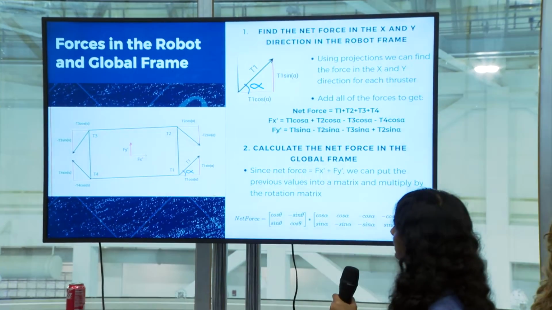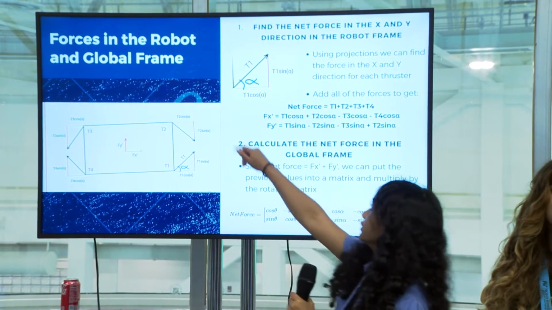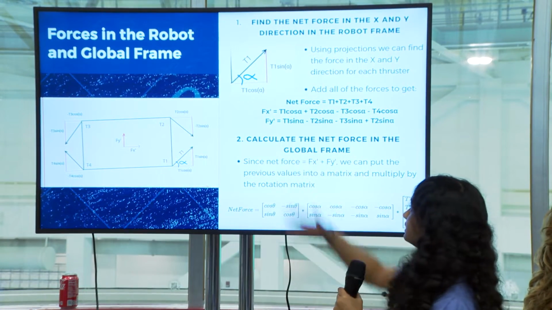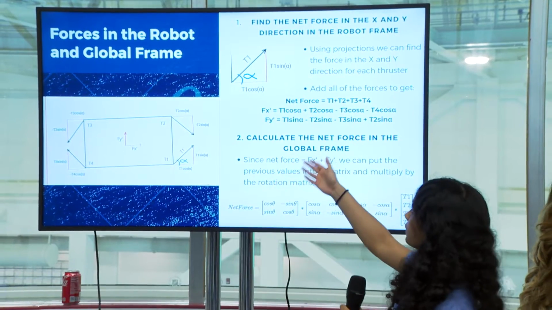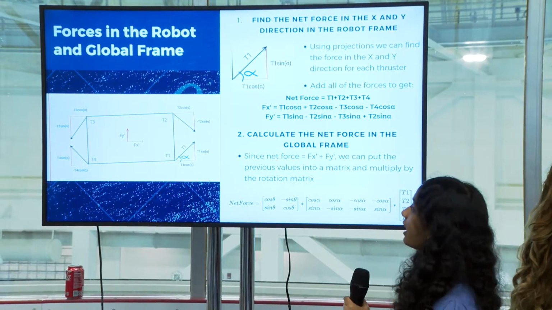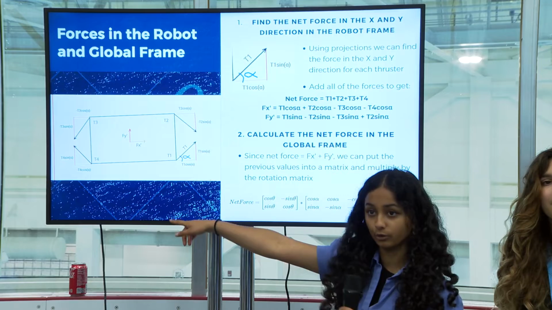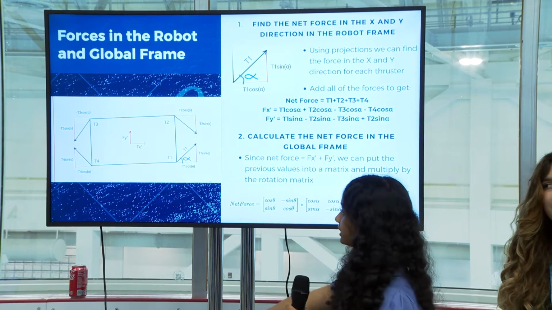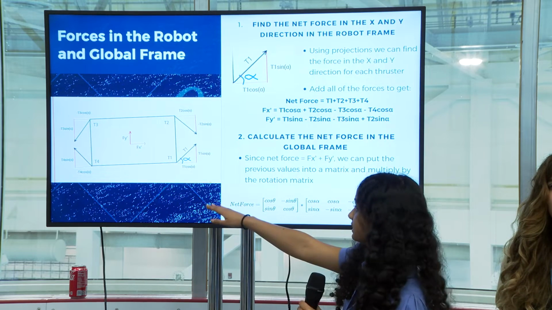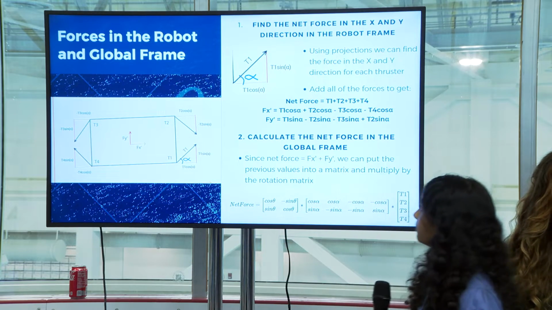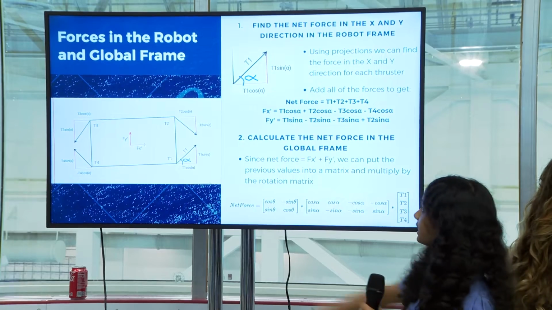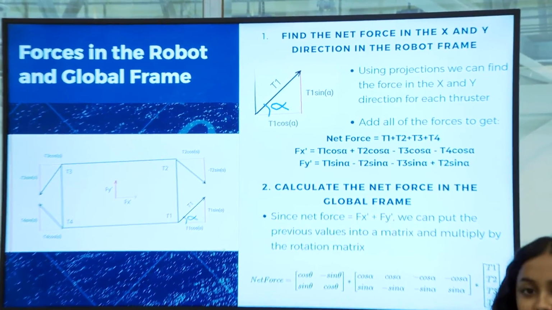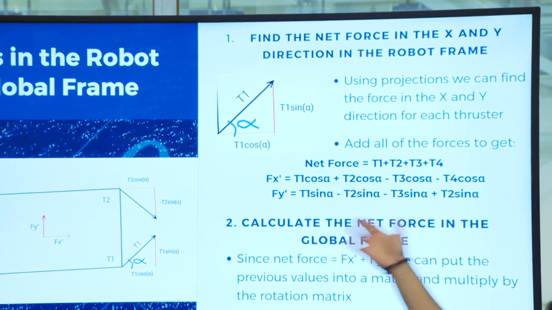So we can use trig to find out that if we use projection, the force on the x-axis would be T1 cosine alpha, and the force on the y-axis is T1 sine alpha. We can apply this to all of our 4 motors. And as you can see, in the red is all of our forces in the y direction, and in the yellow is all of our forces in the x direction. Because this is still in the robot frame, we say that the force in the x prime direction is this equation, and the force in the y prime direction is this equation.